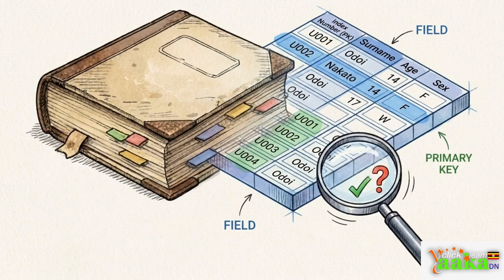Imagine 3 students named Odoy. A simple search confuses the computer. To solve this, every record needs a unique ID called a primary key, like a UNEB index number. These specific codes belong to only one person, ensuring the system never mixes them up.